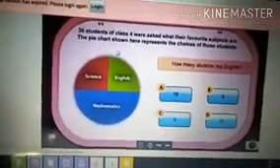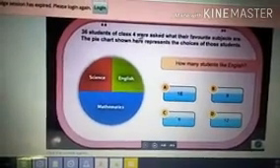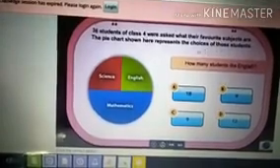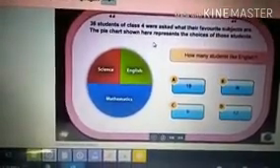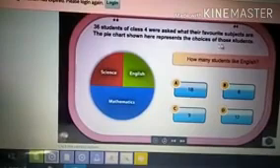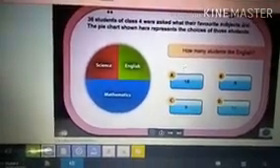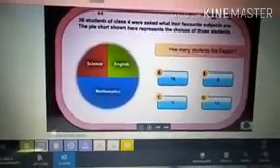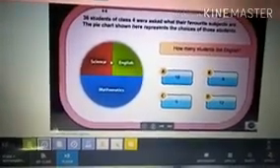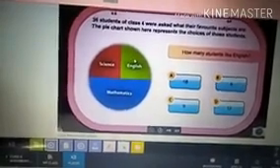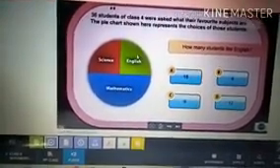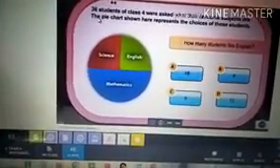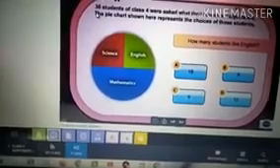Children, our question is: 36 students of class 4 were asked what their favorite subjects are. The pie chart shown here represents the choices of those students. How many students like English? We know very well that the quarter region is occupied only by English. The total number of students is how much? 36.